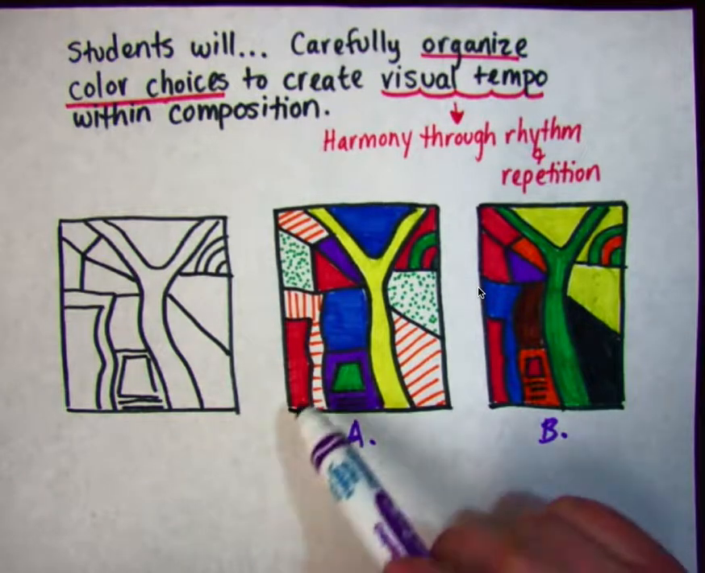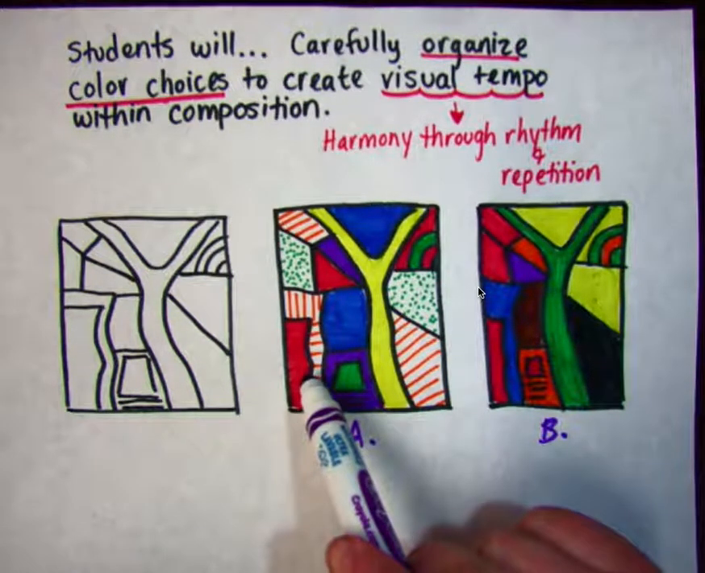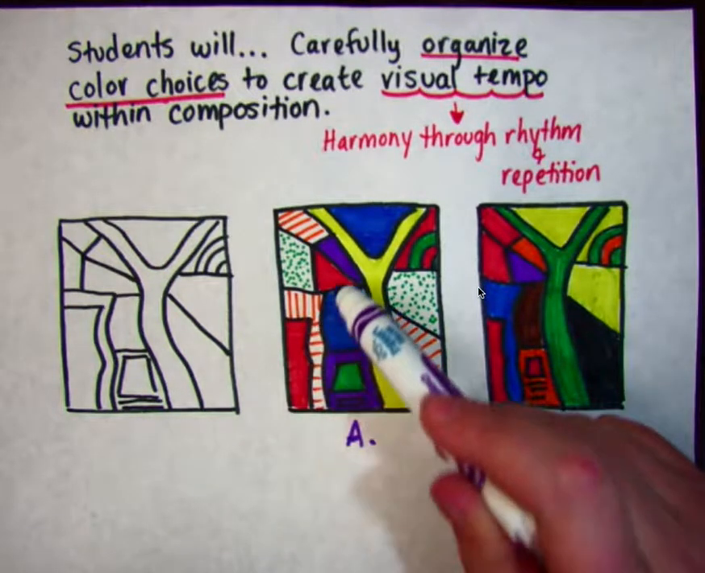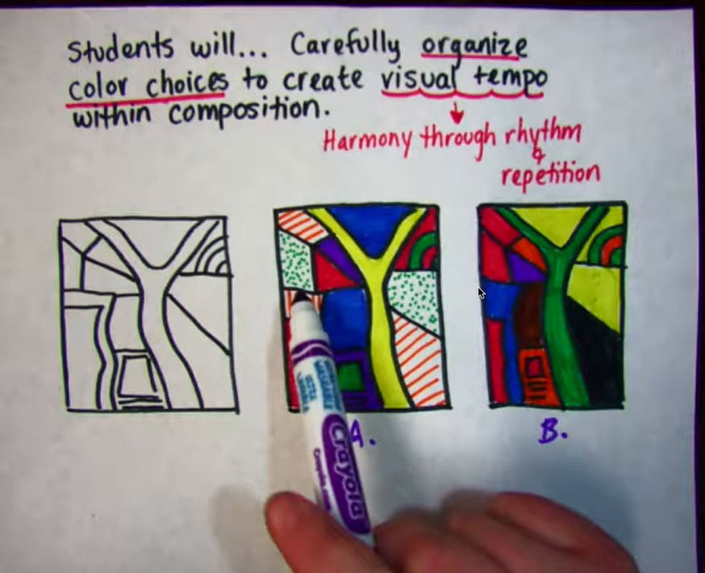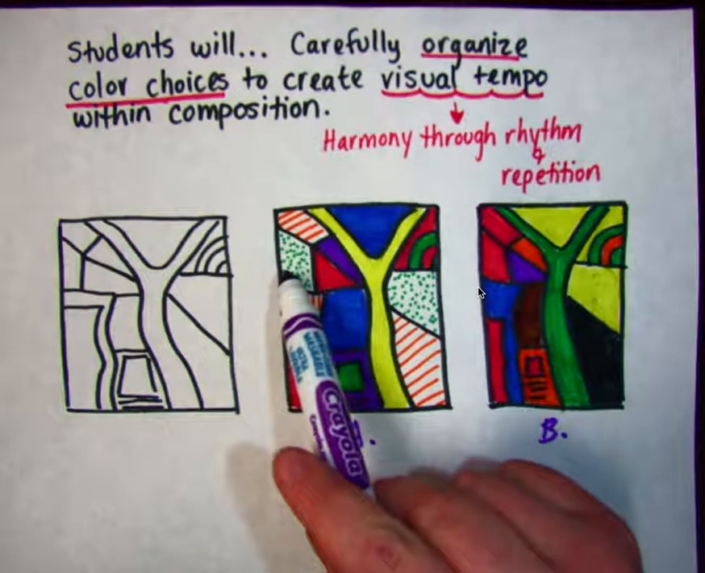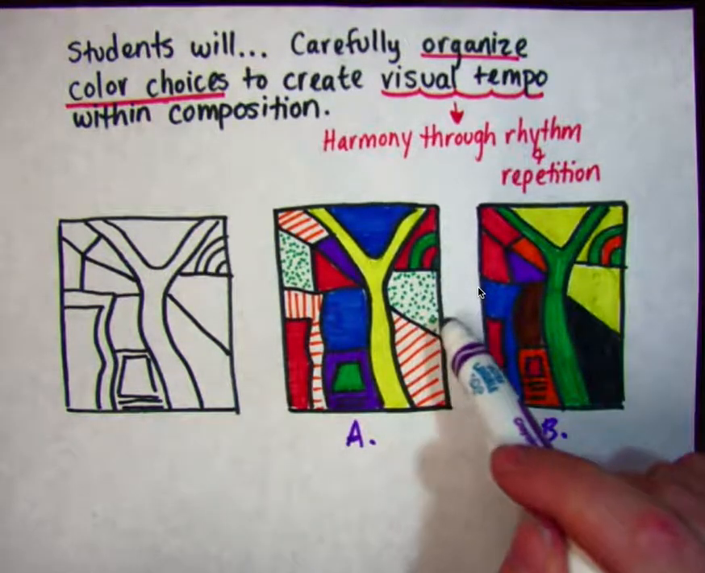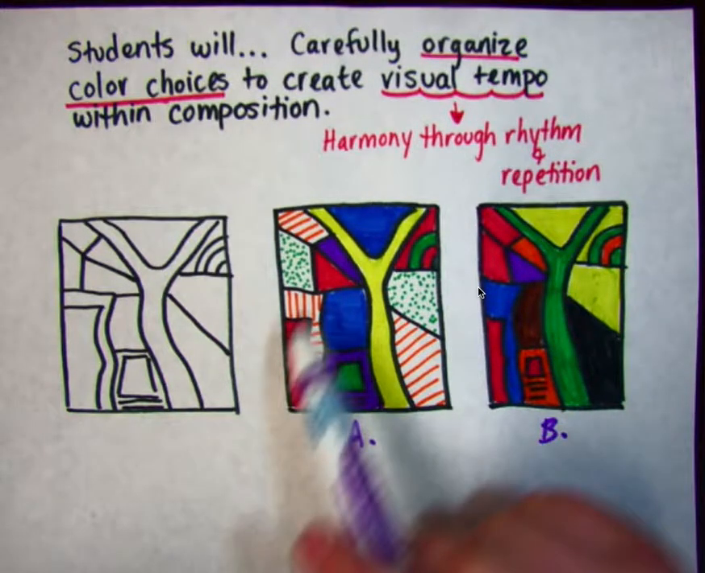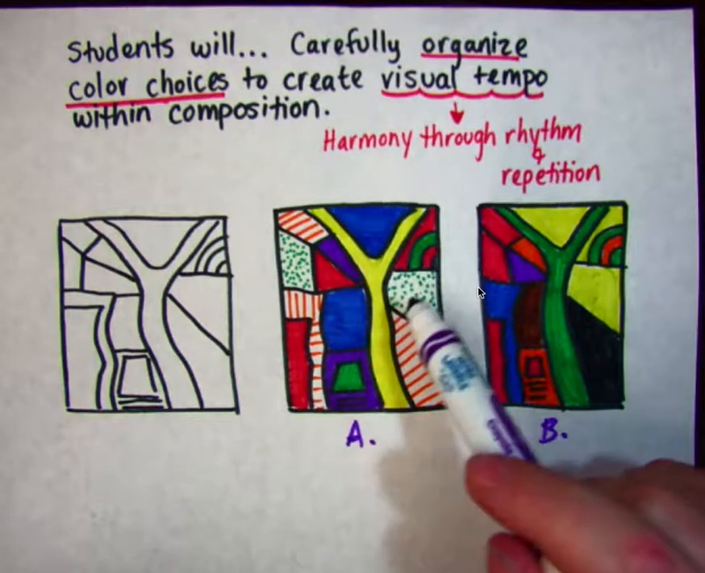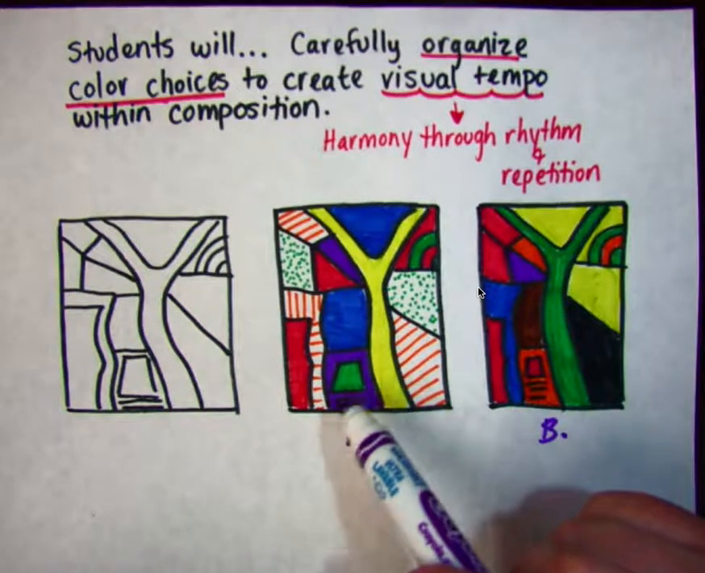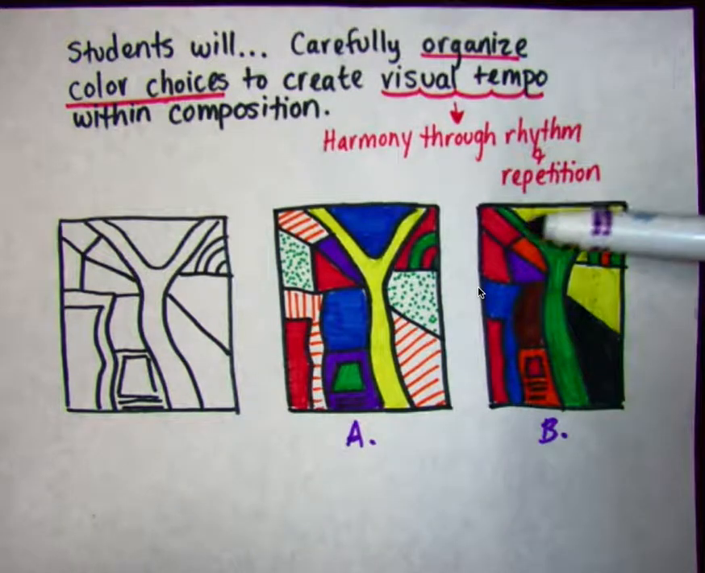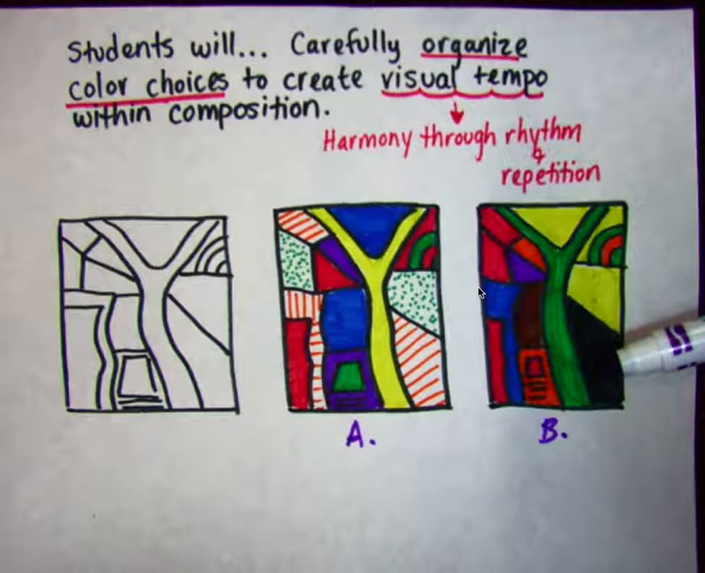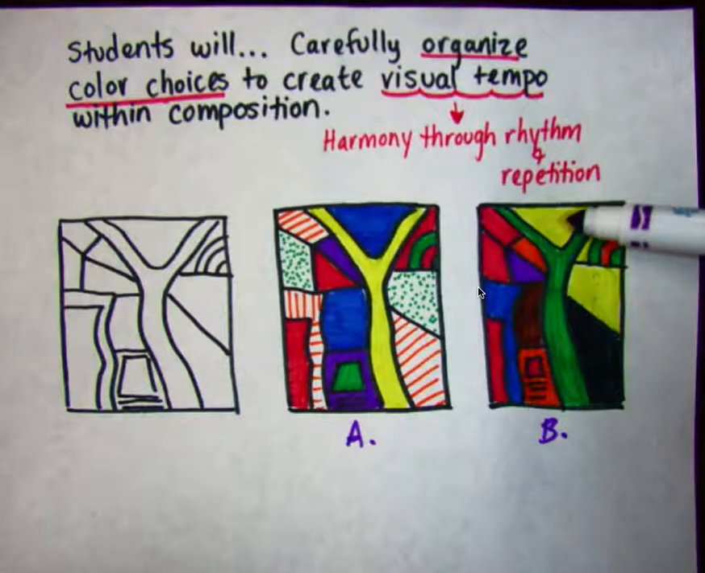By having the red bounce from the left side to the middle to the top, that's creating harmony. Having a variation like these lines or these dots and having them repeat creates harmony. Utilizing these colors in a way that's organized is what makes this visual tempo. In this picture, all of the red is on the same side, all the yellows on the same side. You want to make sure that they bounce around.